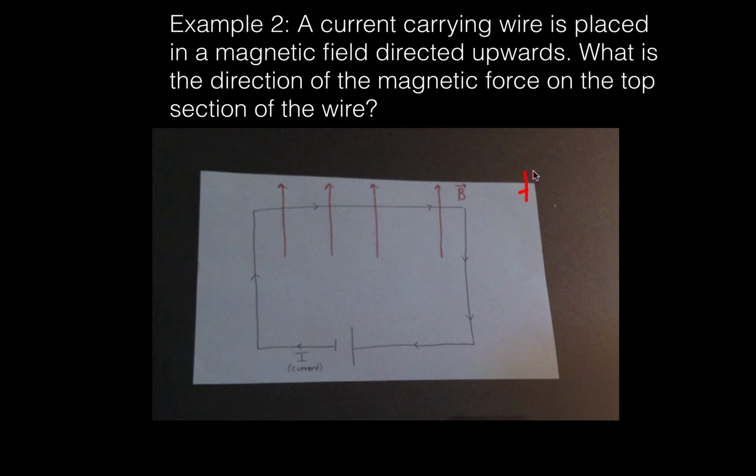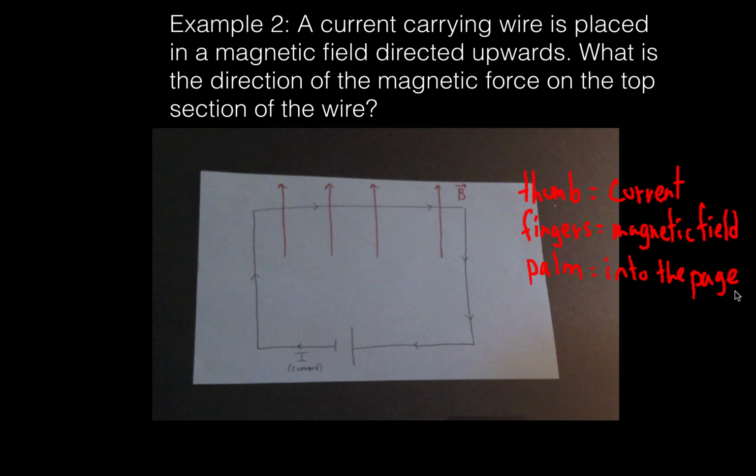Again, thumb goes in the direction of the current because that's the direction of the electron's velocity. Your fingers point in the direction of the magnetic field. And your palm points into the page, which gives us the direction of the force.